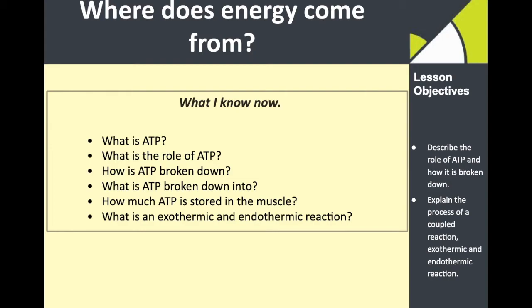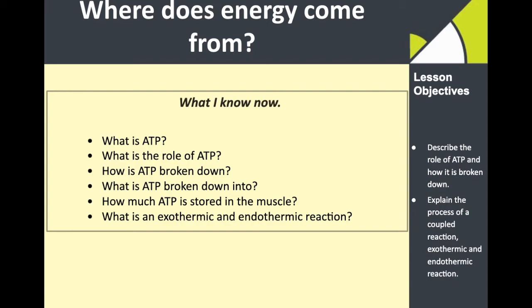How is it broken down? We'll remember that adenosine triphosphatase, ATPase, is the enzyme that breaks that terminal phosphate off to form ADP. And then that answers the next question. What is it broken down into? It's broken down into adenosine diphosphate plus energy plus a free phosphate.